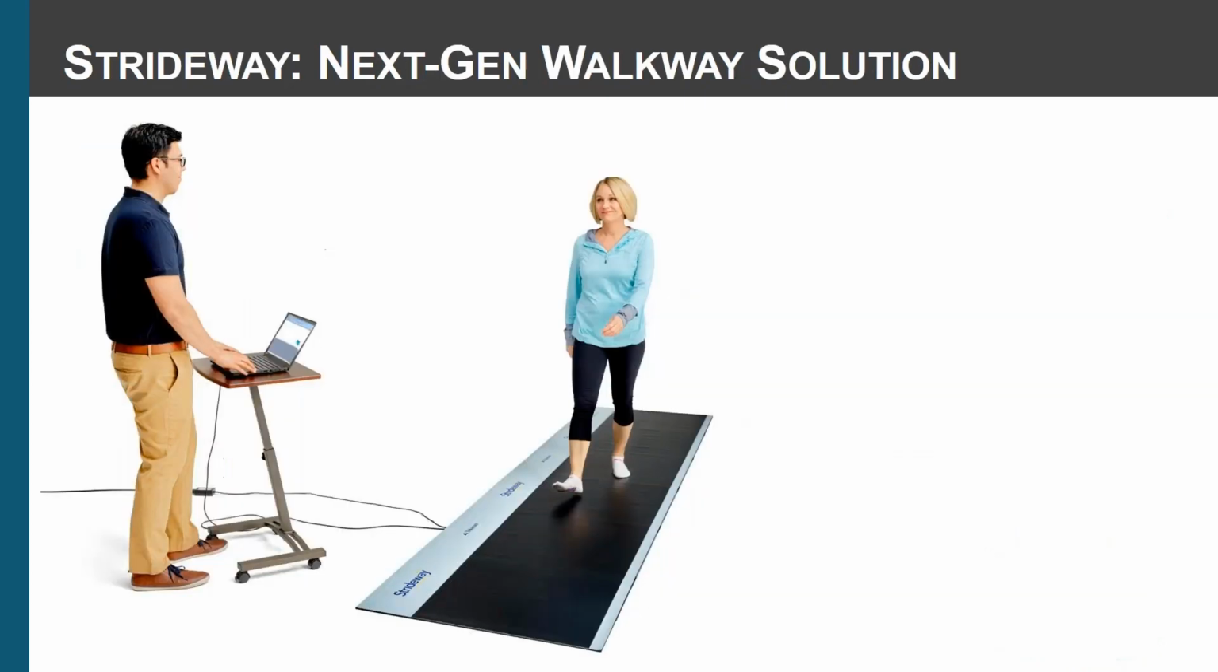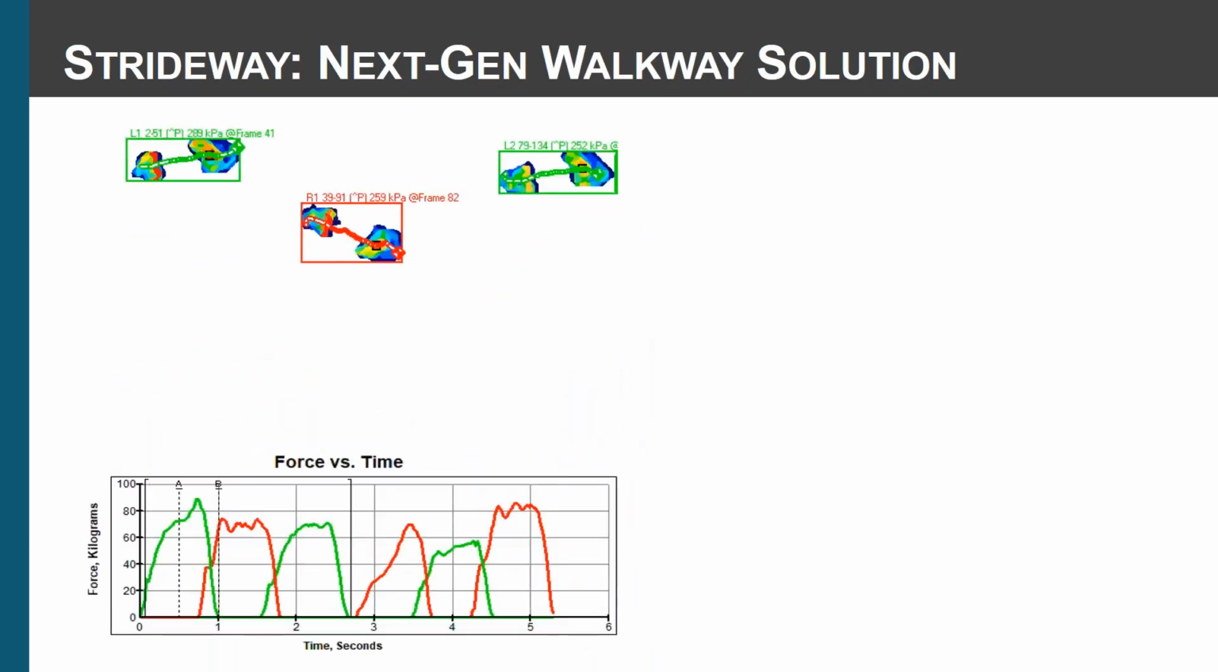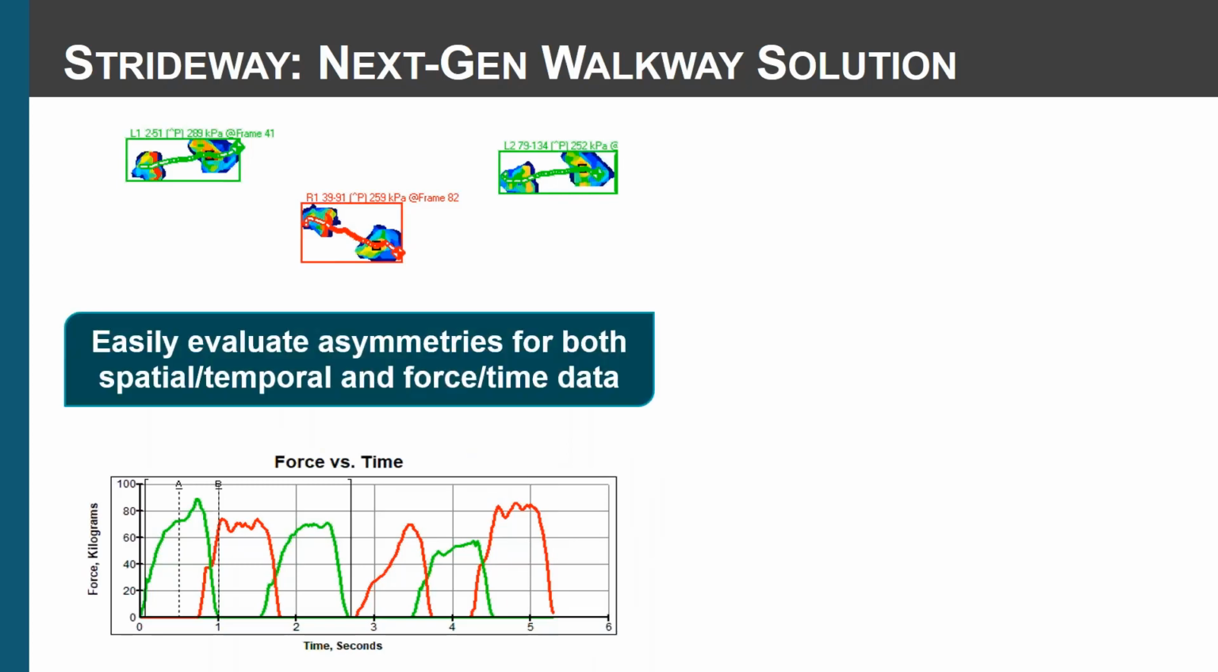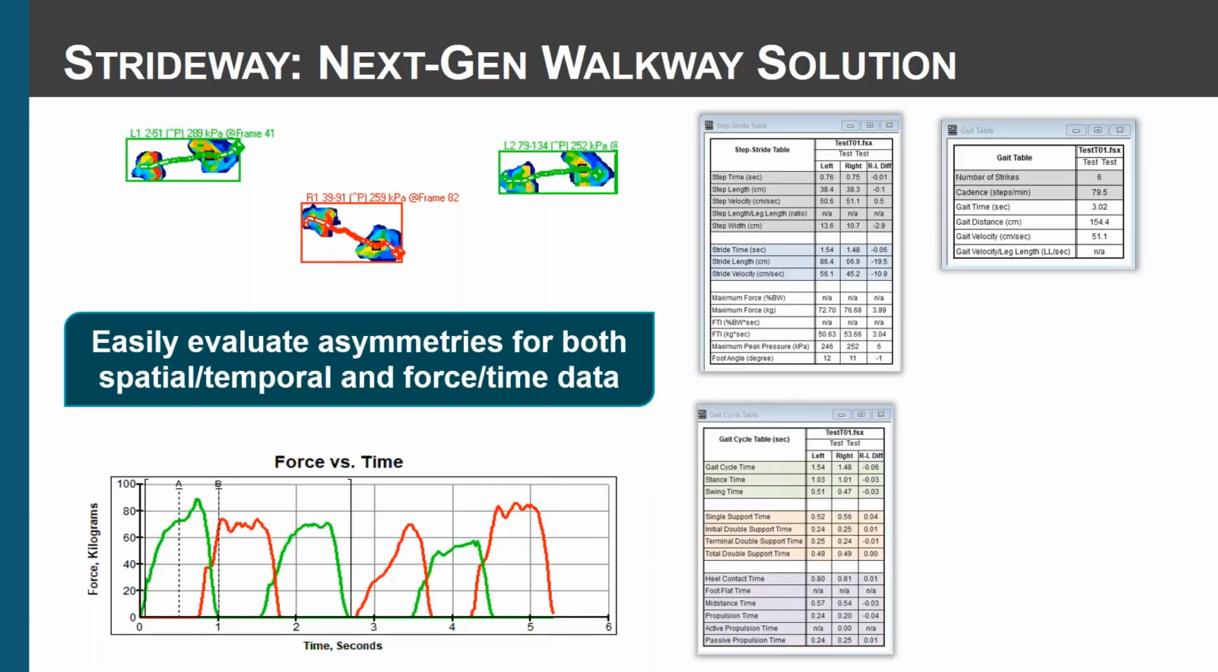The new next-gen walkway solution is, I think a lot of you are familiar with the Strideway. It's a unique modular product, which is very nice because you can add different panels to make it longer. Again, the walkway provides the force, time and pressure measurement that the other systems do, but it also provides the spatial temporal information because we are able to collect multiple foot strikes, which you normally can't do with a force plate or even our mobile mat platform.